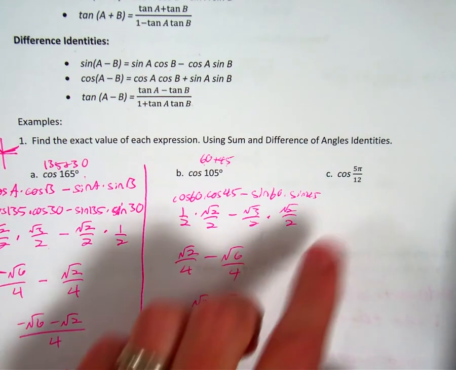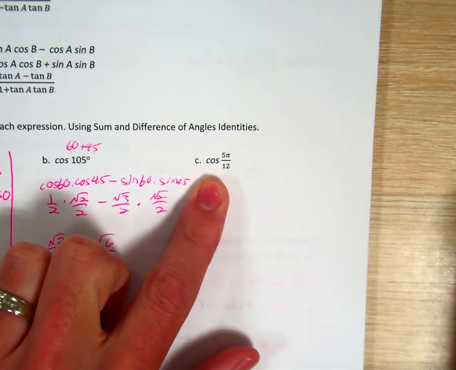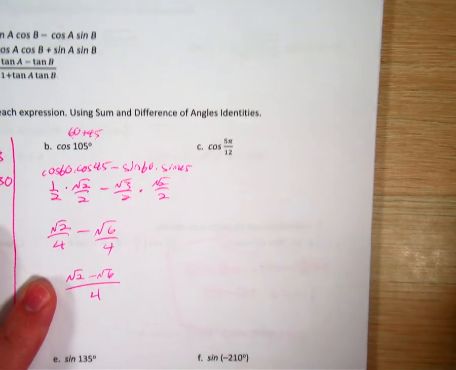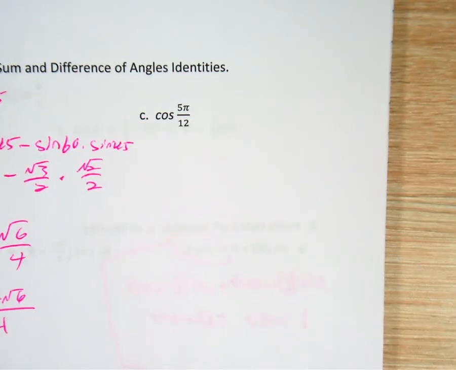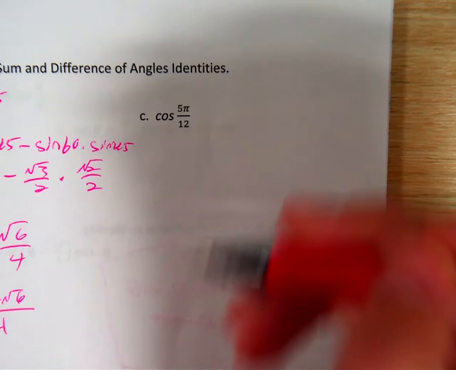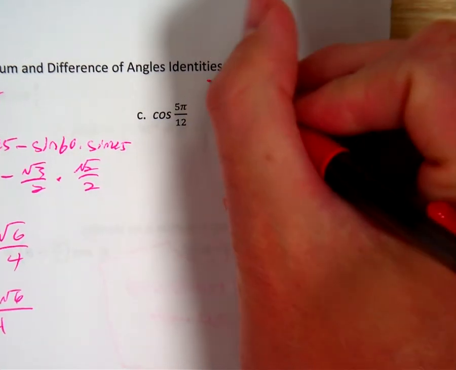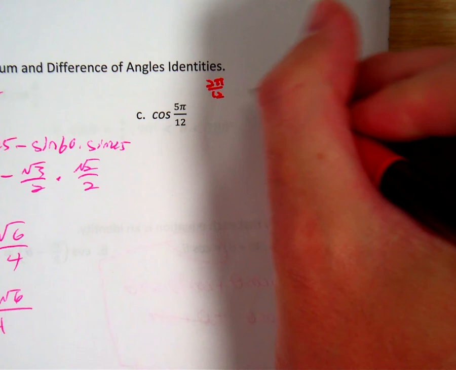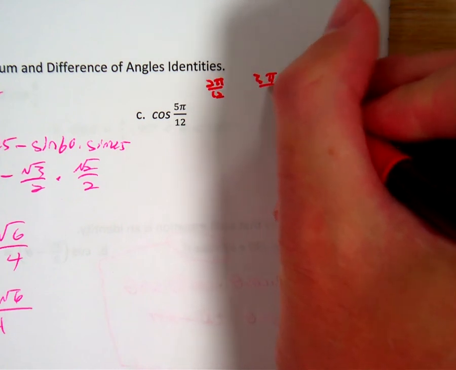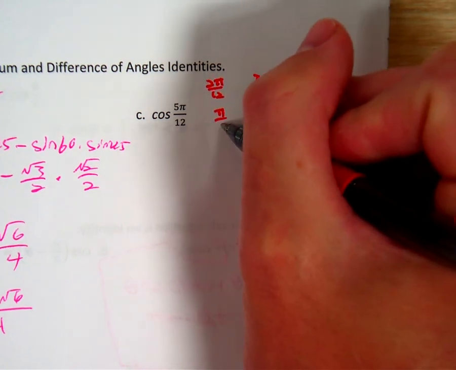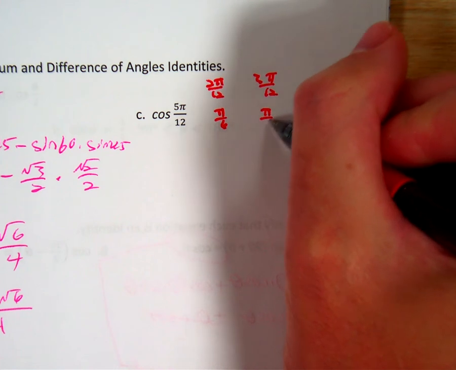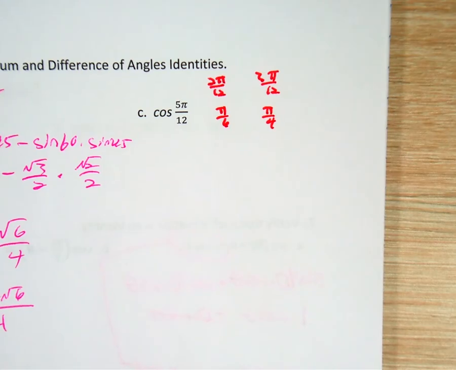I just showed you how to split this up. We got 5 pi over 12. Let me zoom in a little bit. Cosine of 5 pi over 12, it's a little bit more difficult to break these apart in radians because they're fractions. Okay, we talked about 5 pi over 12 could be 2 pi over 12 and 3 pi over 12, which would reduce to nice fractions that are on our unit circle, pi over 6 and pi over 4.